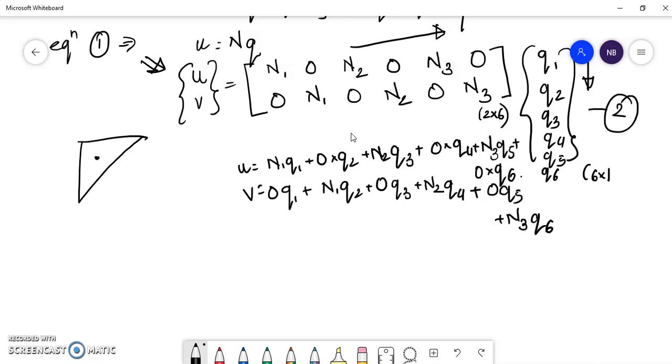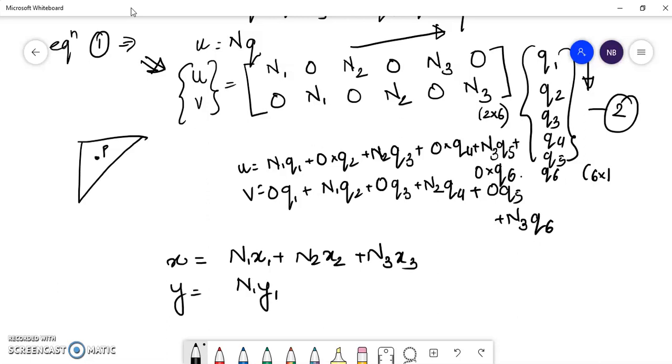The same thing can be done to find out the coordinates. So, for a triangular element, the coordinates x and y can also be represented in terms of the same functions, shape functions. That is why these are called isoparametric. That means the same parameters are being used to find out the unknown displacement at a point as well as the unknown geometry of the point. So, if we want to find out the geometry of this point P, it will be n1 x1 plus n2 x2 plus n3 x3, and y will be n1 y1 plus n2 y2 plus n3 y3.